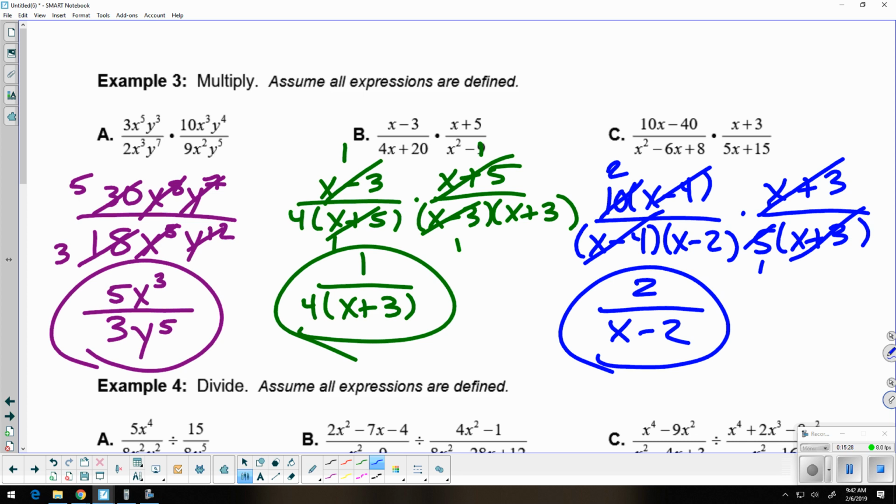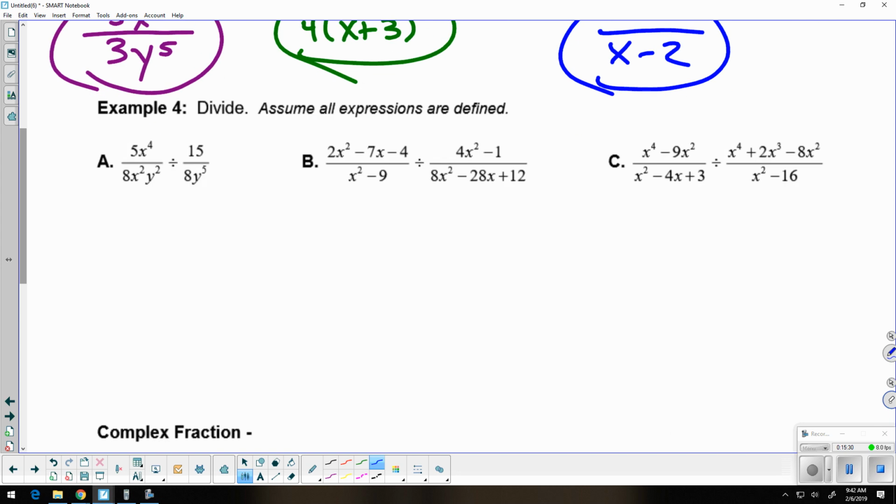Okay? Now it's division. So how do you divide with fractions? Well, you don't divide fractions. Instead, you multiply by the reciprocal. Okay, and again, it says to assume that all expressions are defined.